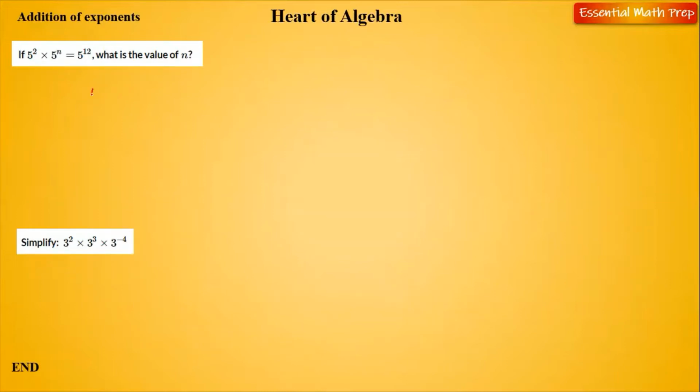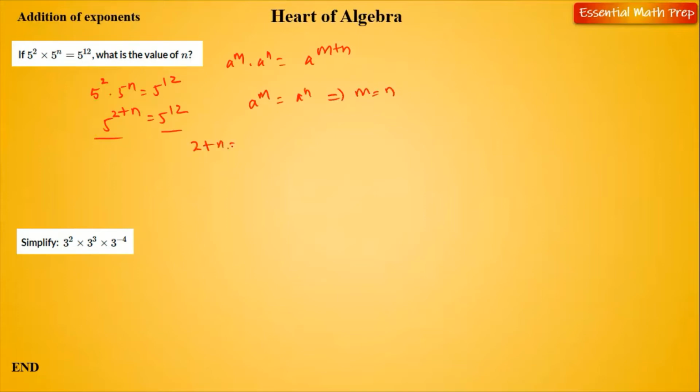So we have 5 squared times 5 power n equals 5 power 12. It's a very easy problem. So on this side, we have a power m times a power n, which is a power m plus n. So 5 squared times 5 power n is same as 5 power 2 plus n equals 5 power 12. The bases are already same. If a power m equals a power n, implies m equals n. So that means 2 plus 10 equals 12, n equals 10.